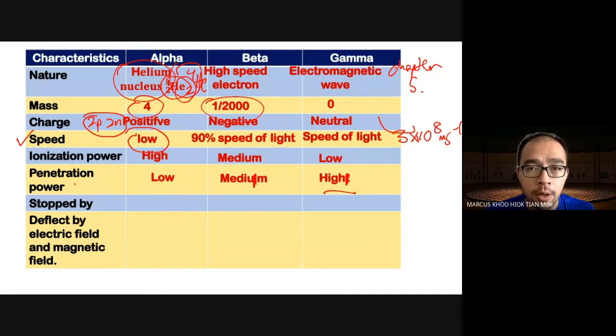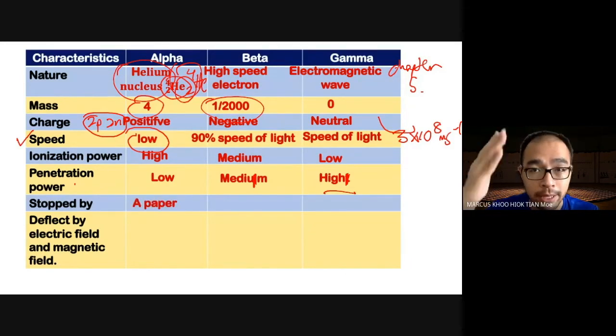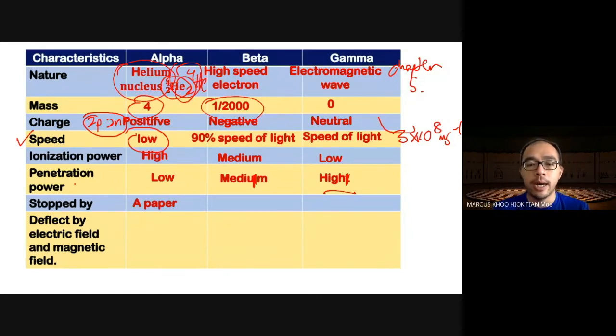Now, in terms of what it can be stopped by, an alpha particle can be stopped by a piece of paper. So let's say you cover the radioactive substance with a piece of paper, and if it decays and discharges an alpha particle, it will be stuck inside the paper.